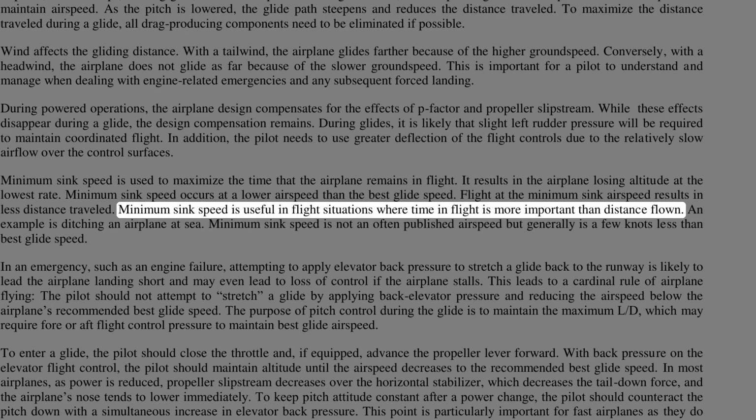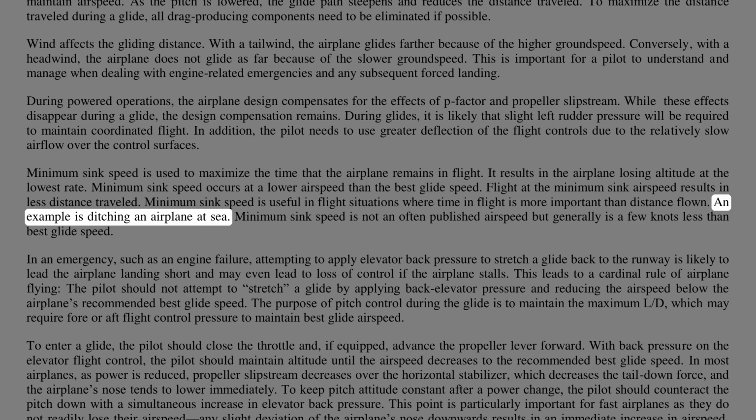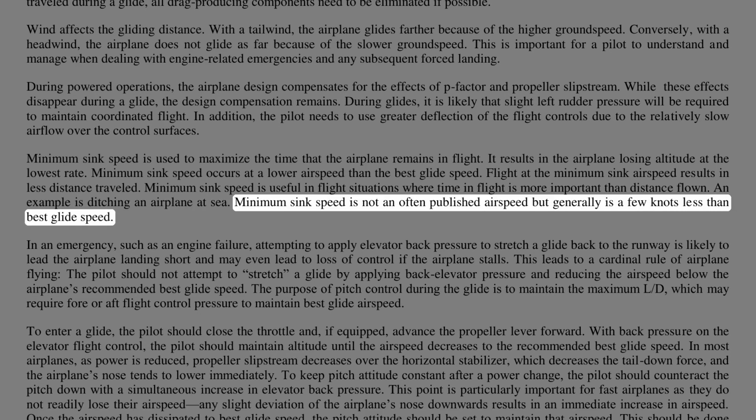The minimum sink speed is useful in flight situations where time in flight is more important than distance flown. An example is ditching an airplane at sea. The minimum sink speed is not an often published airspeed, but generally is a few knots less than best glide speed.